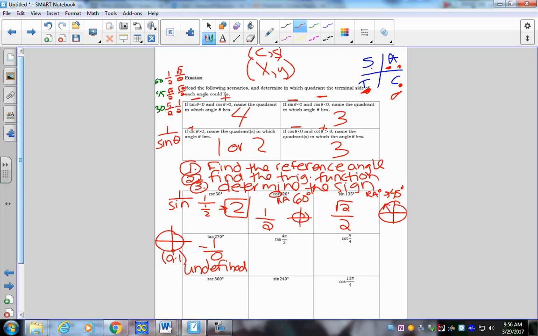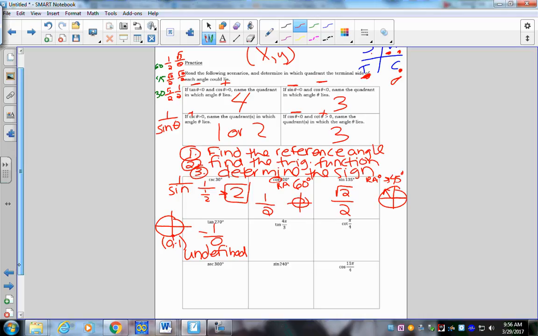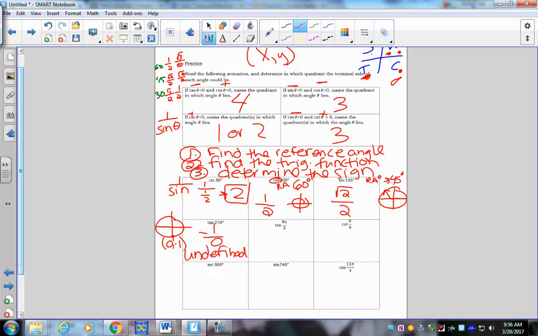Tangent of 4π/3. Okay, let's figure out what 4π/3 is. I remember that it's going to be a multiple of 60-degree angle because π/3 is 60. So it's 4 times 60, 240. Look at that. Or just use the formula. Same thing. All right, so that's the degree, but we need to find the reference angle. Okay, we can think about where it is.